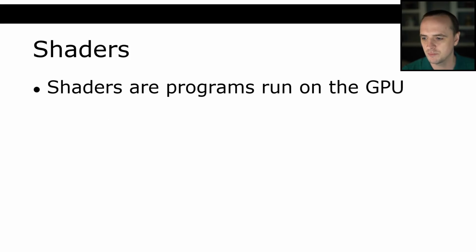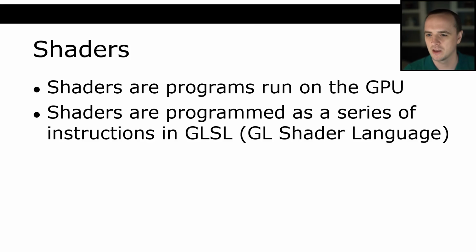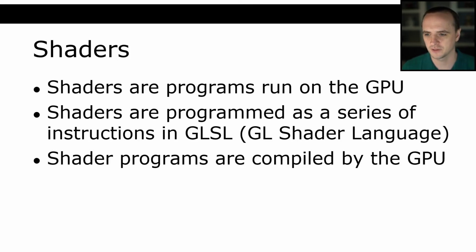Shaders are essentially programs that you're writing that do something graphical that are run on the GPU. And they run in parallel. So you can write a shader, essentially, that's running for every pixel of your display. Shaders are programmed as a series of instructions in GLSL, and that's GL shader language. GLSL ends up looking a lot like C. So if you're familiar with C or C++, which this course is in C++, you should be able to read and write GLSL no problem. There's a few differences, but it's not that big.